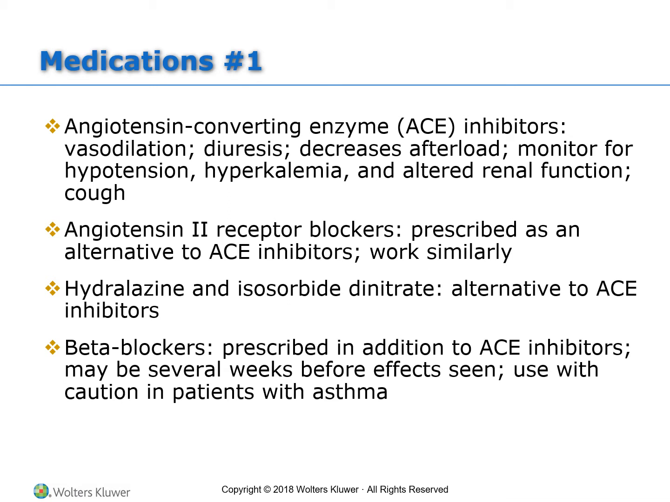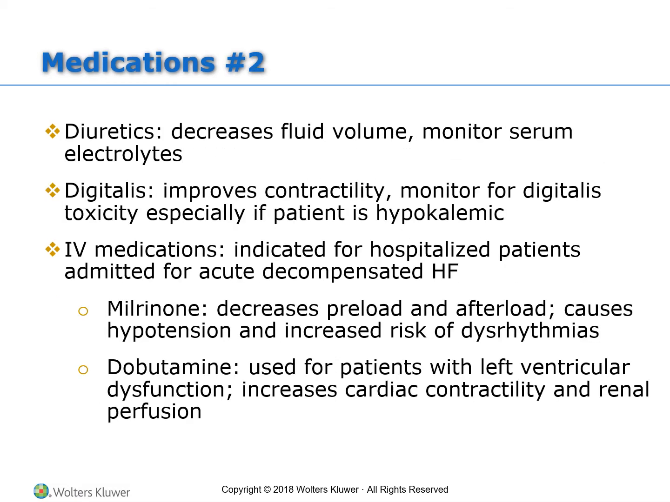Angiotensin II blockers can be prescribed as well instead of the ACE inhibitors. Beta blockers would be in addition to ACE. Diuretics will help to pull that fluid off and decrease fluid volume. They can be on digoxin. It improves the contraction, but you need to watch for dig toxicity. And then you can also give IV medication if you need to, if they're in acute heart failure.